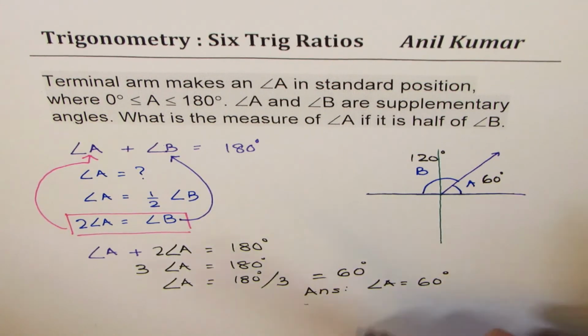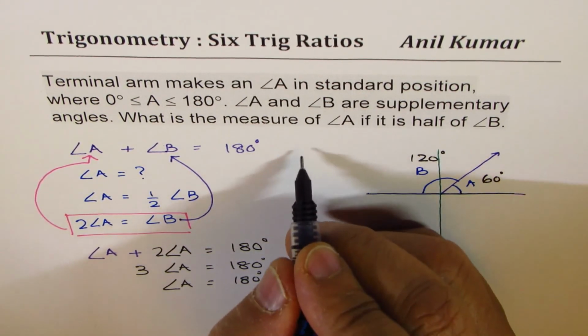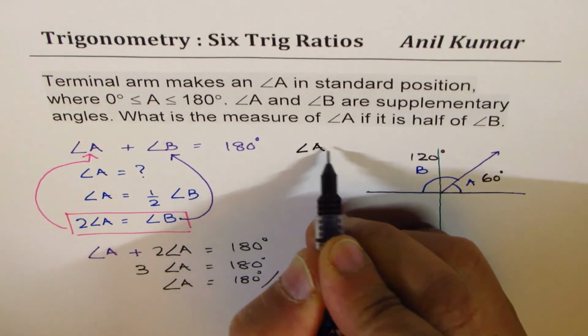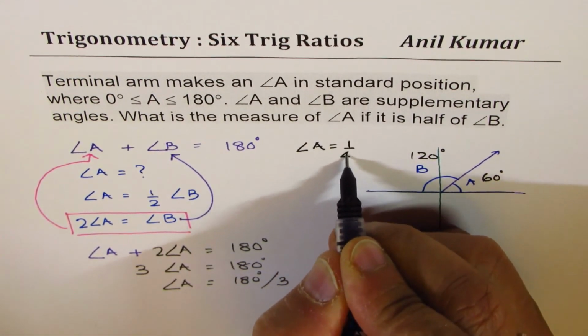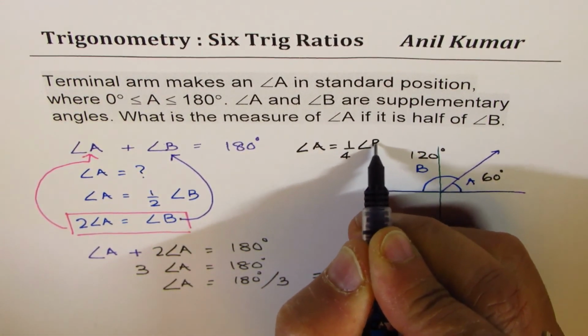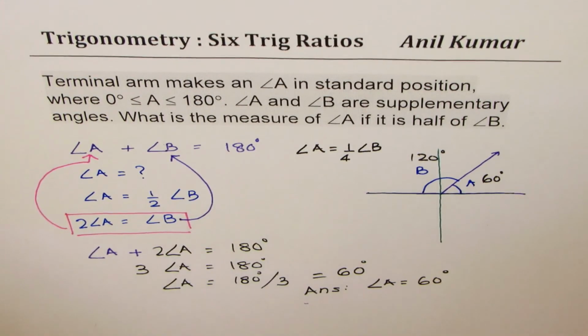Now you can redo the question if I give you the condition that angle A is 1/4 of angle B. So try to do that as your test question.